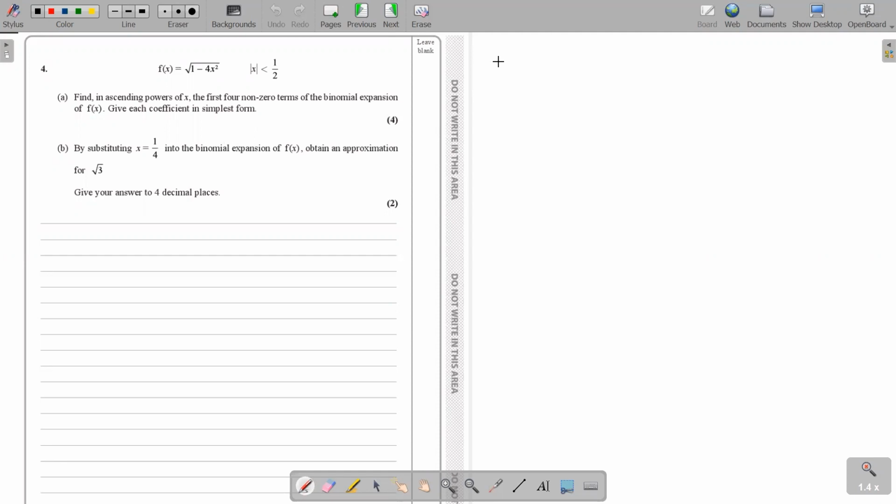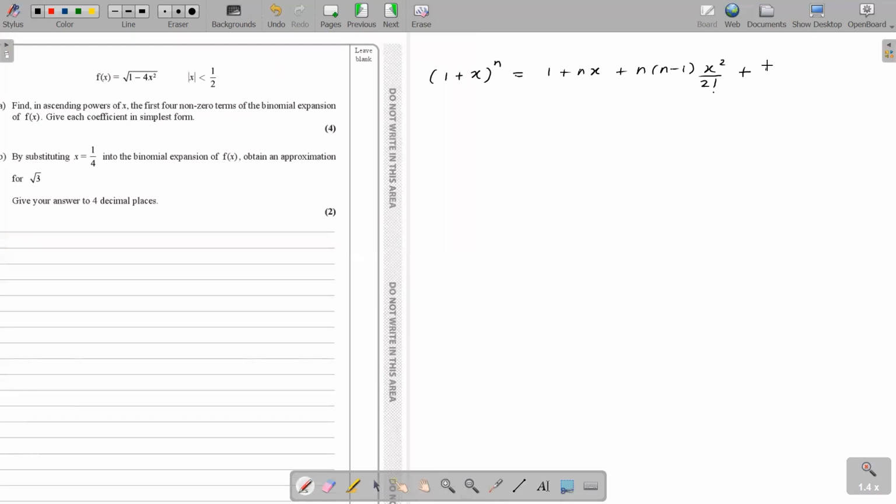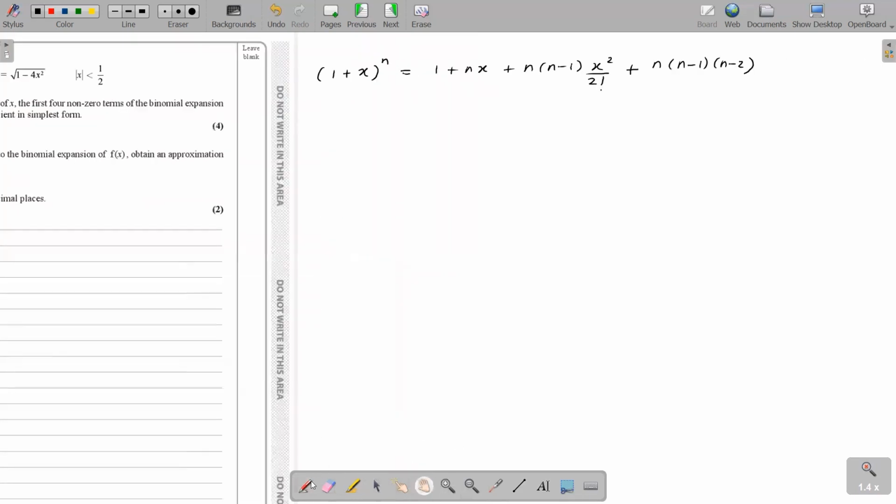Again, reminding you the rule, we use the expansion of 1 plus x to the power n. So that is 1 plus nx plus n times n minus 1 x square over 2 factorial. That's the first 3 terms. They want the first 4 terms, which means I want the next term as well, which is n times n minus 1 times n minus 2, x cube over 3 factorial. Are you with me?